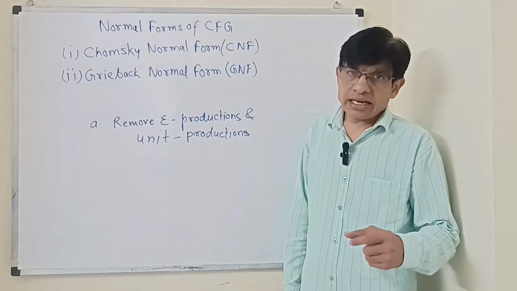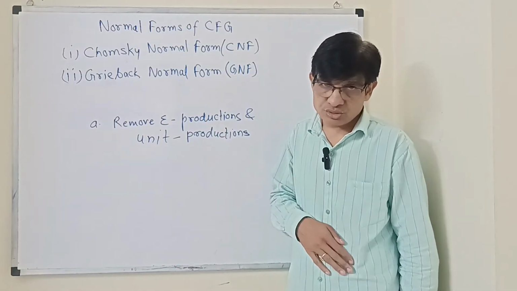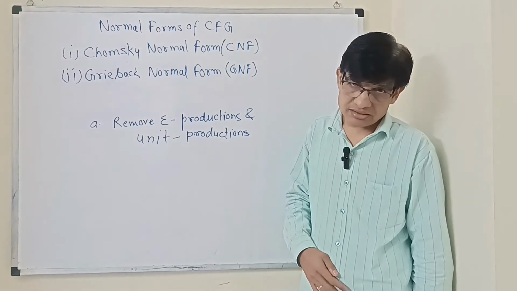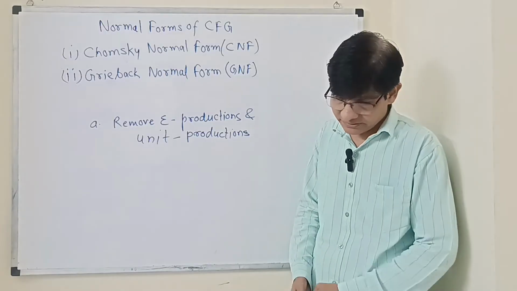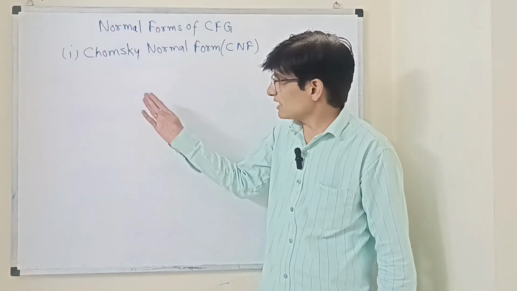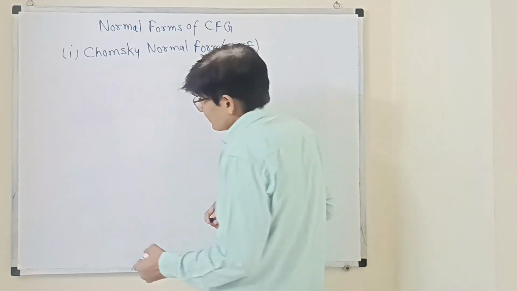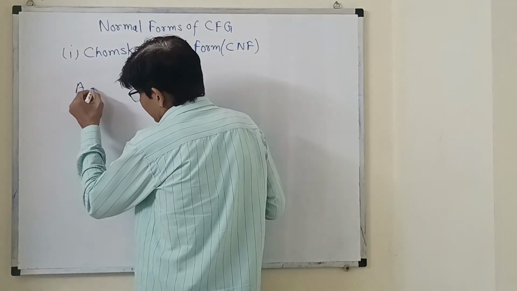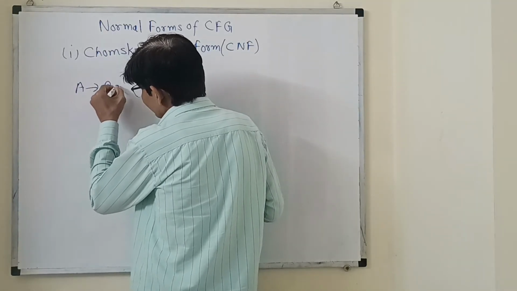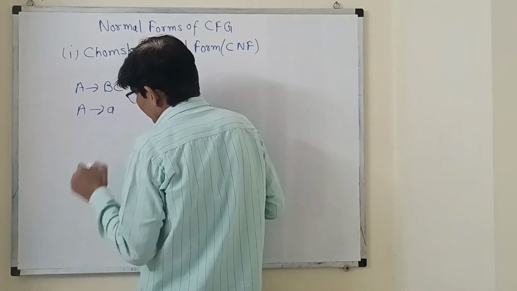Now I will take Chomsky normal form first, and I will show you how to write productions of Chomsky normal form in the particular format. So friends, we can start with the Chomsky normal form. In Chomsky normal form, there may be two kinds of productions only, which are A gives BC, and A gives small a.